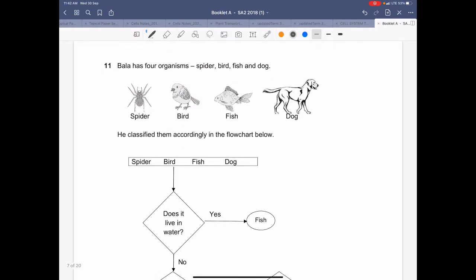Bala has 4 organisms: spider, bird, fish, and dog. He classified them according to the flow chart. So this question is on the topic of classification. Take note, for flow charts, it's very easy to score. You just need to open your eyes and follow the train of thoughts presented by your flow chart. The easiest way is to read it out to yourself mentally, of course, in exams. And then it will make sense.